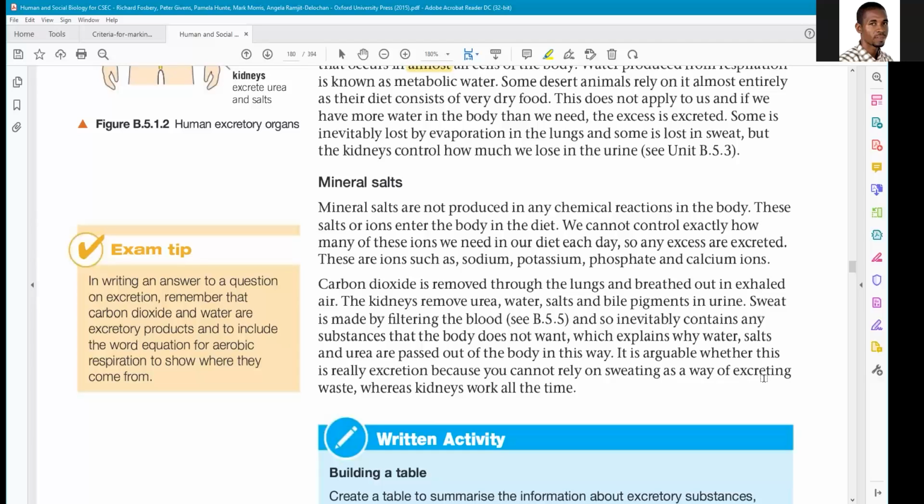It is arguable whether this is really excretion because you cannot rely on sweating as a way of excreting waste, whereas kidneys work all the time. I would argue and say that it is excretion because according to the definition of excretion, you are getting rid of metabolic waste products in that way. It is.